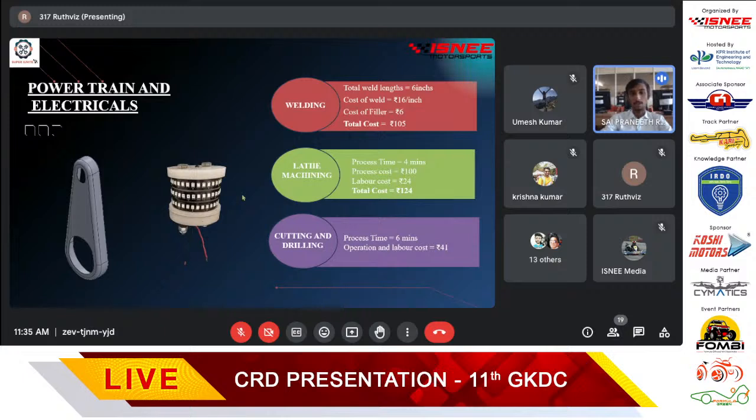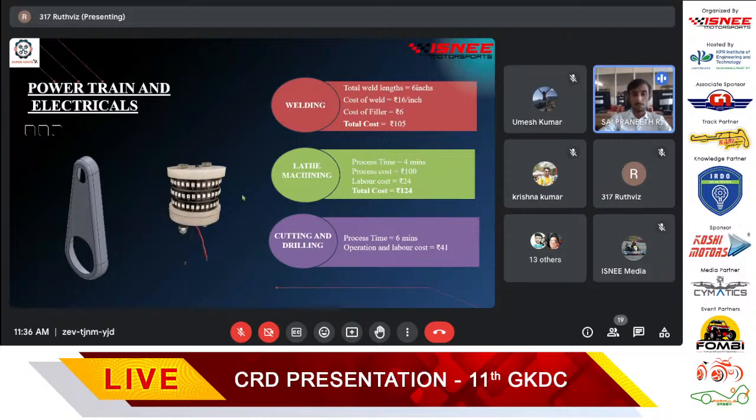Here we have done the cutting with a process time of 6 minutes and an operation cost of 41 rupees, and it includes both the cutting wheel and grinding wheel cost too. And in the lathe machine, we have done borings for the shaft based on the shaft requirements, and that costs around 100 rupees, and also includes the labor charges of 24 rupees. The process cost also includes the tooling cost.